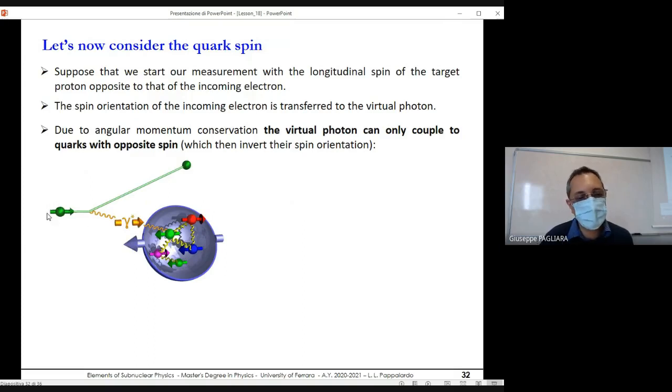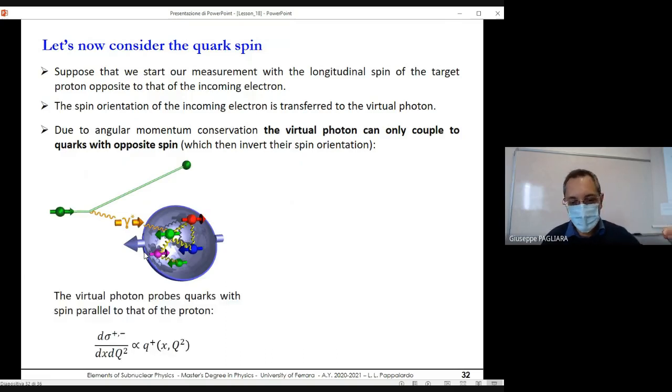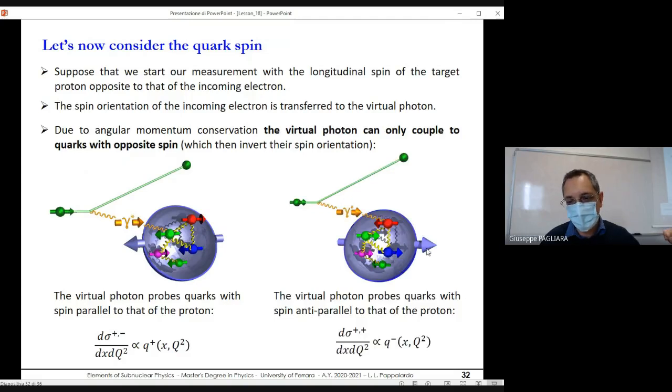So if your electron spin is pointing to the right, in your scattering process, you cannot interact with quarks whose spin is pointing to the left, as it is the proton in this configuration. Then what can you do? If you have a smart polarized target system, you can swap the polarization of the proton. So the beam is still polarized in the same way, but now you can polarize the proton in the opposite way, okay?